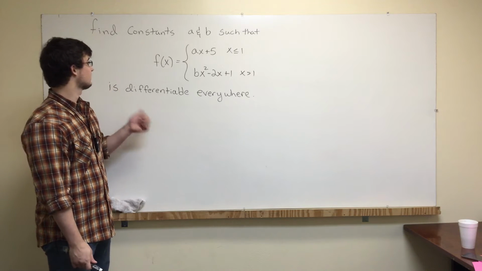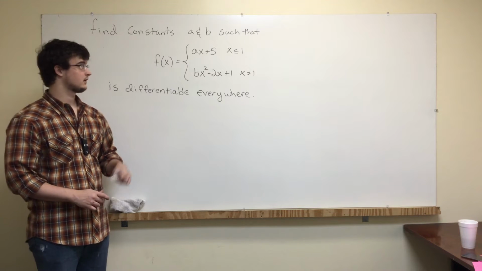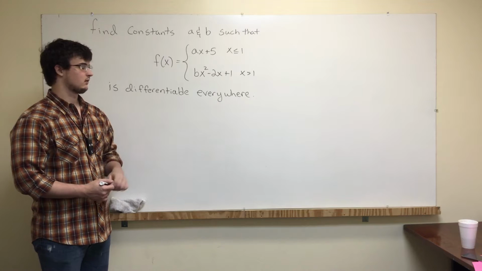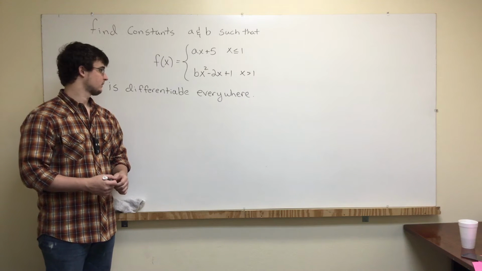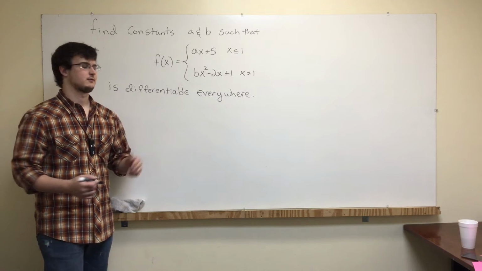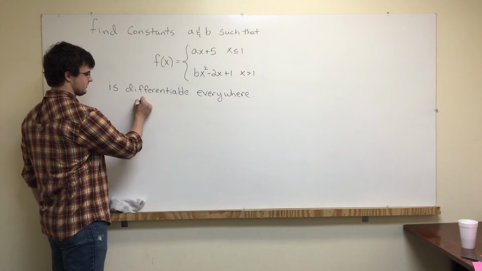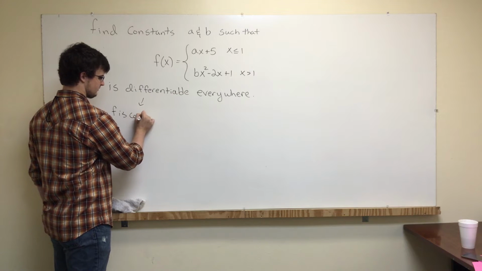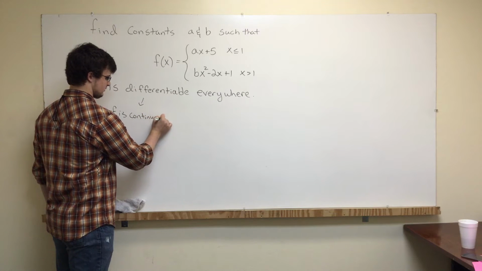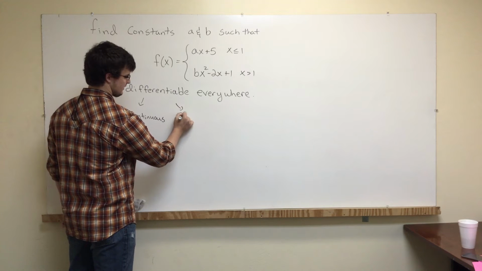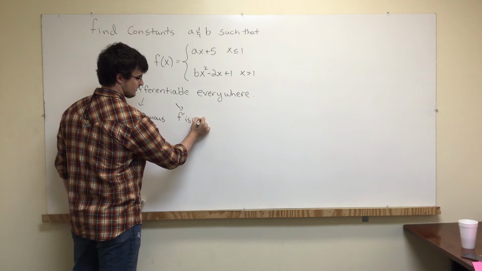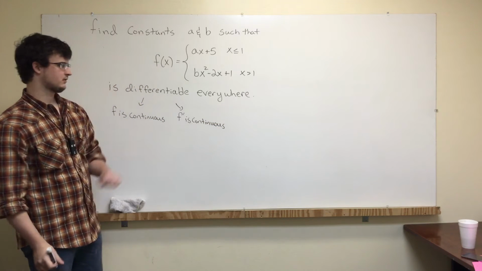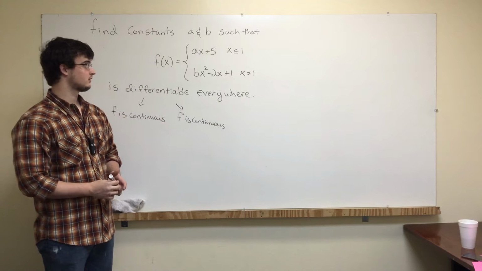Alright, so this problem is find constants a and b such that this function is differentiable everywhere. Now, to solve this problem, we need to know the definition of differentiable. And the definition of differentiable is just that the function is continuous and that the derivative is continuous. So if we can make sure both of these things are true, it'll be differentiable.